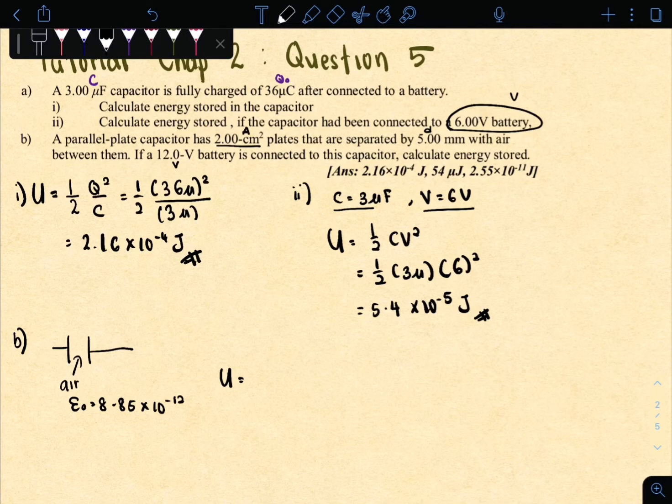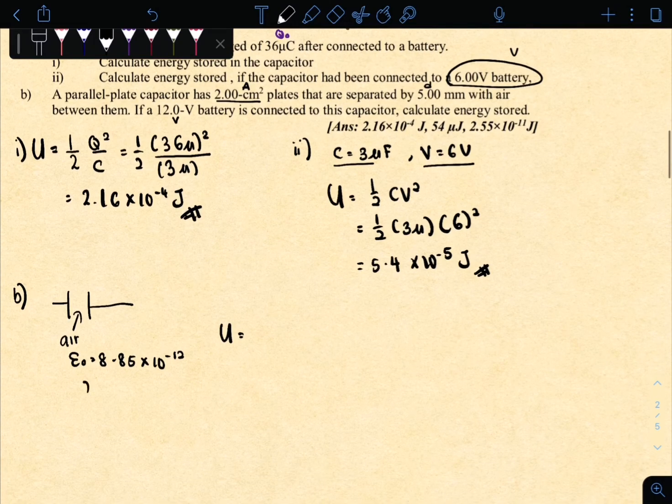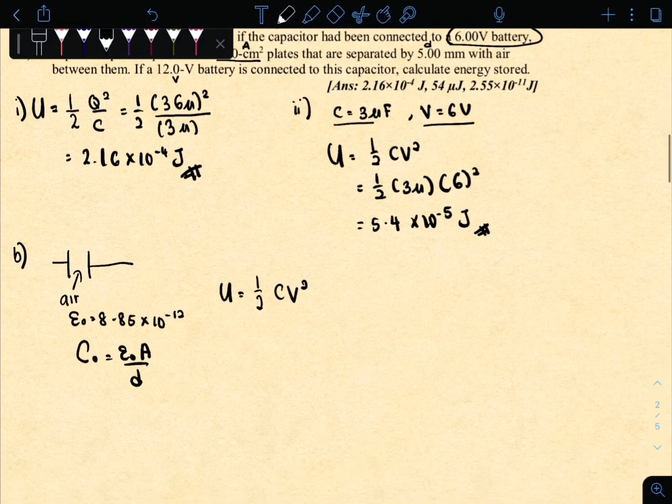Tapi berdasarkan informasi-informasi lain, berdasarkan A dan juga D yang diberi, I can find my C actually, the value of my capacitance, where C naught is equals to epsilon naught A over D. Therefore, I'm going to use the equation of U that relates to C and also V, which is half CV square. Okay, so kita cari C dulu.